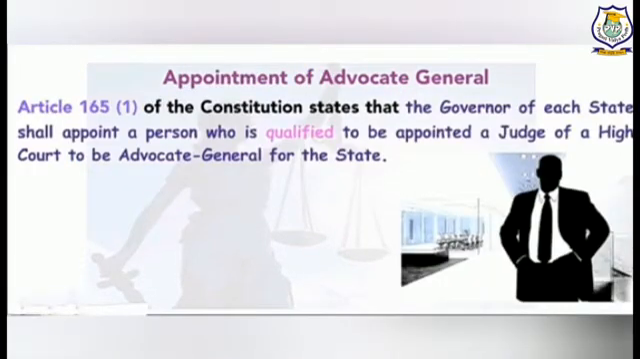How is the Advocate General appointed? Article 165(1) of the Constitution states that the governor of each state shall appoint a person who is qualified to be appointed a judge of a high court to be Advocate General for the state.